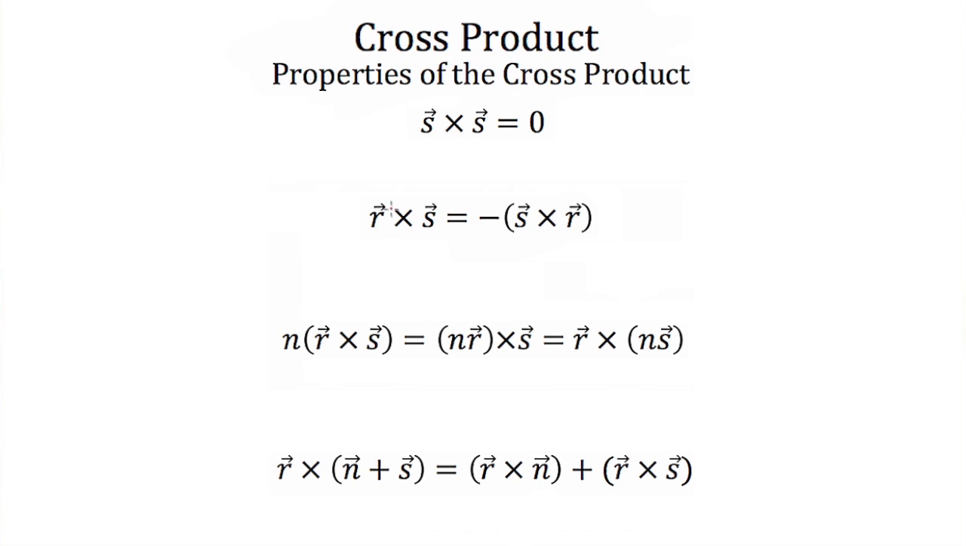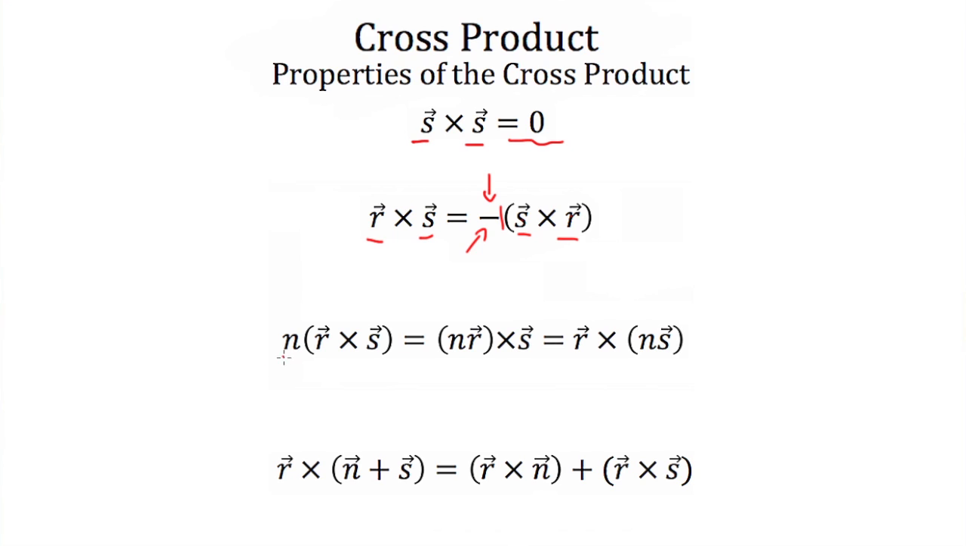Now there are some properties of the cross product that you should be aware of. If you ever cross a vector with itself, say vector s crossed with vector s, that's always equal to 0. Now the order of a cross product is important. If you cross r with s, that's different than crossing s with r. The only difference is this negative. Whatever your answer is when you cross r with s, if you accidentally cross s with r, you'll end up with the same vector, it's just traveling in the opposite direction. It's multiplied by this negative 1 scalar.